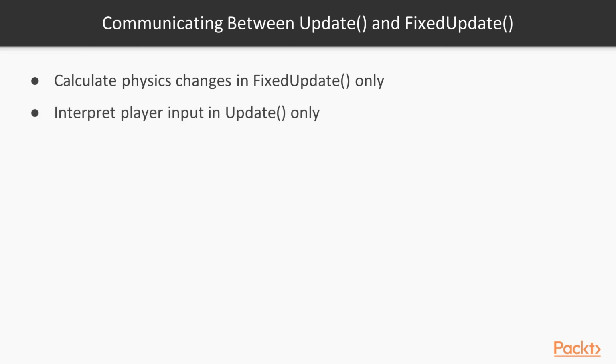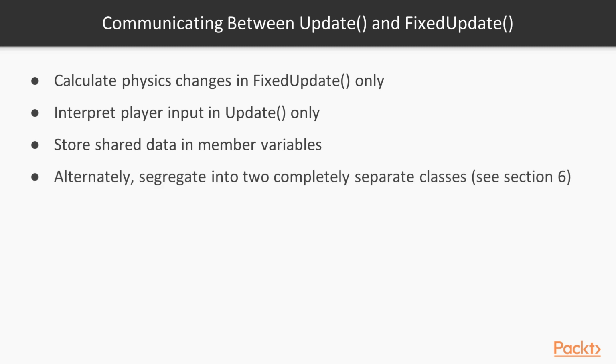Similarly, player's input, keyboard, mouse, touch, or otherwise is read in update, so the player's input should always be interpreted in update. Because these loops must remain separate, you should store values they have to share in a shared object, such as the member variables of a script. We'll take a look at this again in Section 6.